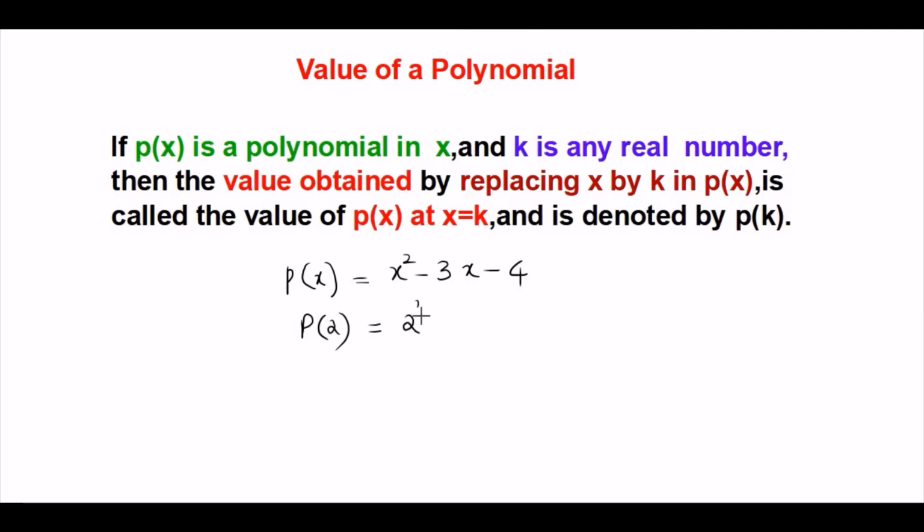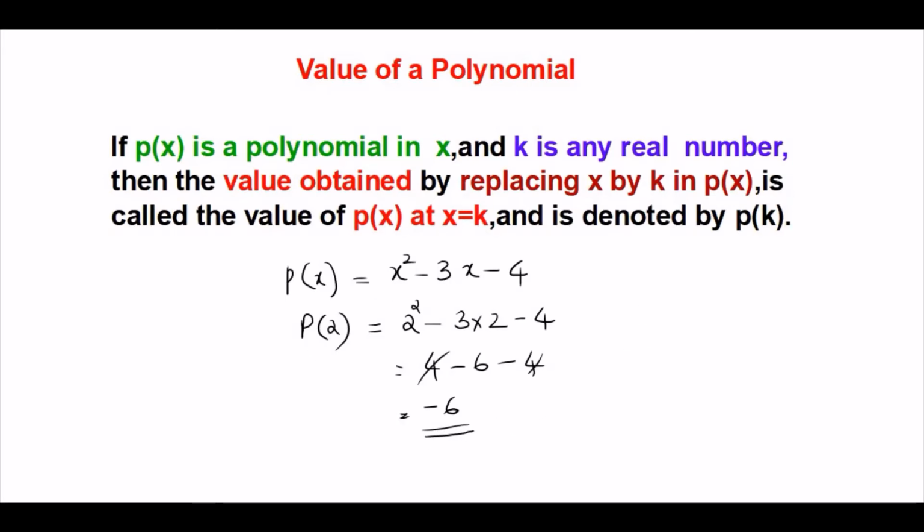So you get it as 2 square minus 3 into 2 minus 4. That is 4 minus 6 minus 4. You get it as minus 6. That is, the value of this polynomial p of x at x is equal to 2 is minus 6. This is the value of a polynomial.